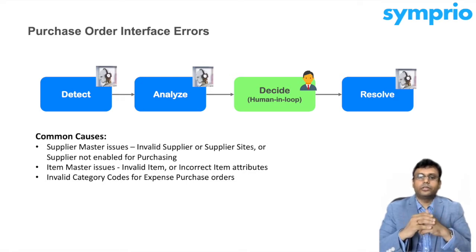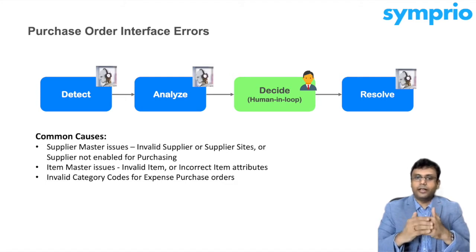There are several possible errors in purchase order interface. The robot can resolve most of these issues with a human-in-loop process. Here are a few of the common causes: supplier master issues such as invalid supplier or supplier sites or supplier not enabled for purchasing, item master issues such as invalid items or incorrect item attributes, and invalid category codes for expense purchase orders.